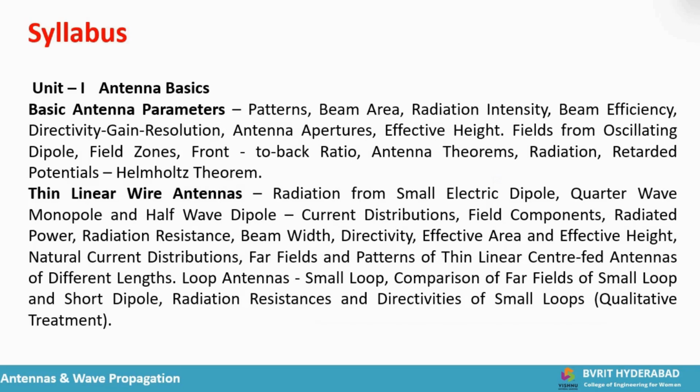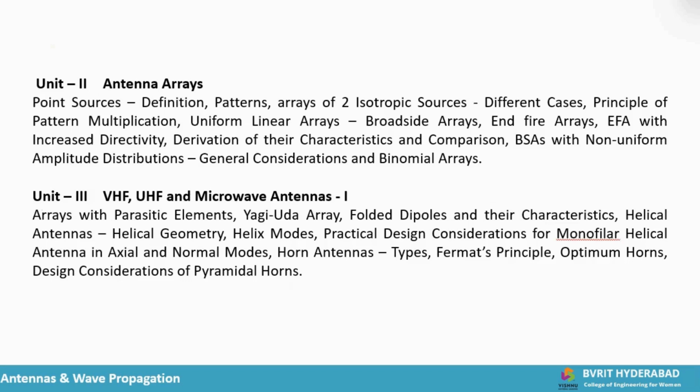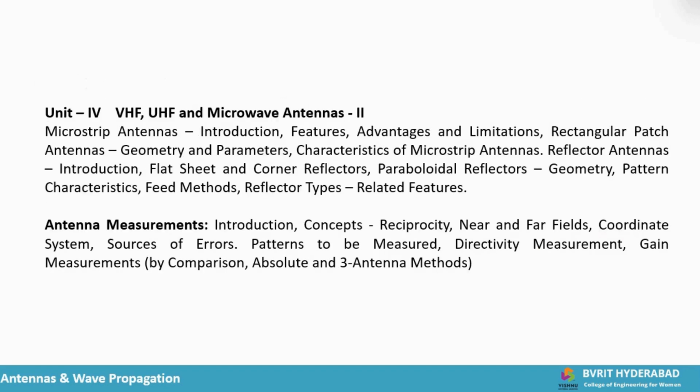We will study antenna parameters, radiation patterns, directivity, gain, field regions, dipole antennas, monopoles, and loop antennas. Unit 2 focuses on antenna arrays and pattern multiplication. Unit 3 covers Yagi-Uda arrays, folded dipoles, helical antennas, and horn antennas used at VHF, UHF, and microwave frequencies. Unit 4 discusses microstrip and reflector antennas.